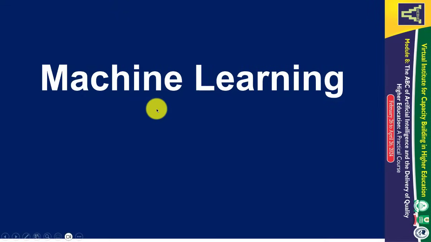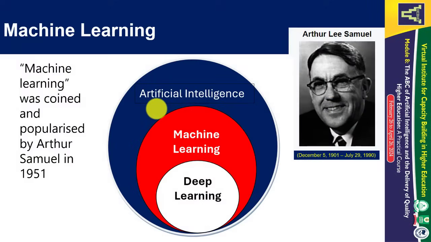Let's move on to the next one, machine learning. Machine learning was coined by this great guy, Arthur Lee Samuel. Arthur Lee Samuel coined it in 1951. And let me show you the relationship.